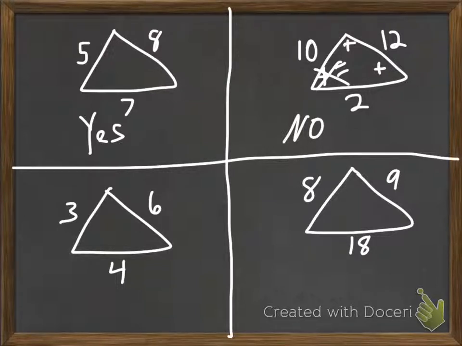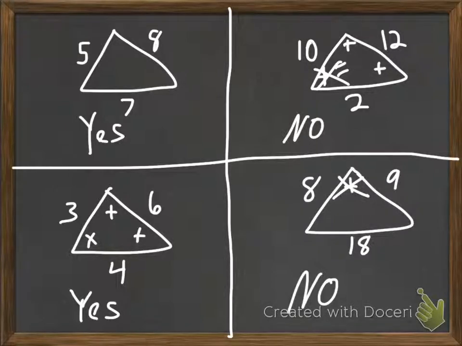The bottom left, 3 plus 6 is bigger than 4. 6 plus 4 is bigger than 3. And 3 plus 4 is bigger than 6. So yes, this is a triangle. The bottom right, 8 plus 9 is not bigger than 18. 8 plus 9 is 17. So it breaks right away. So no, this one is not a triangle. And there is Lesson 4, Part 2.